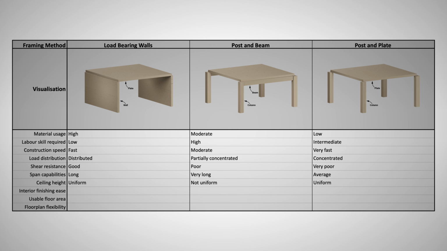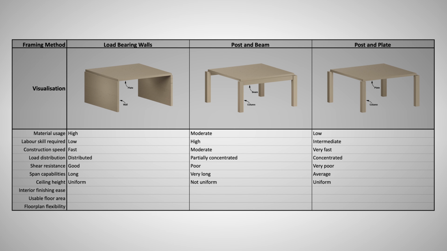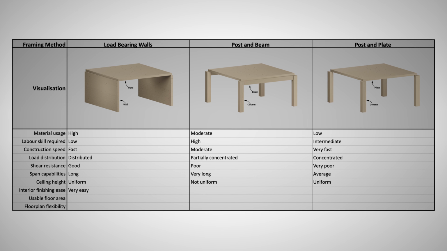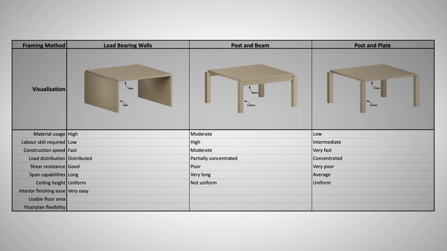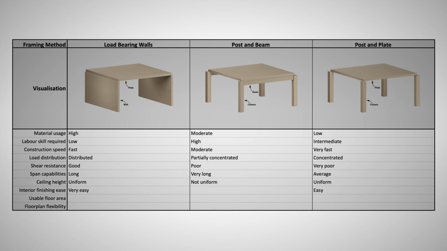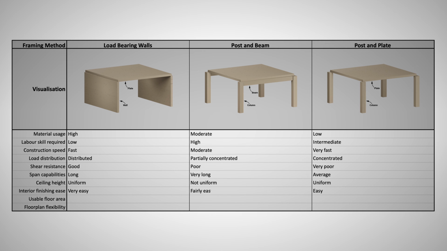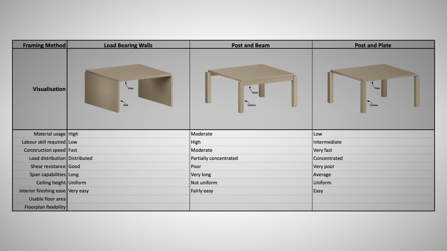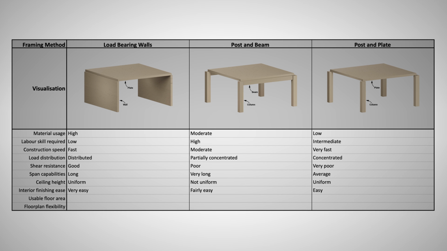The ease of interior finishing differs among these construction methods. Buildings with load-bearing wall systems are easier to finish due to their flat surfaces. The post and plate method poses more challenges because of the presence of columns, while the post and beam method is the most complex to finish, given that it incorporates both columns and beams.